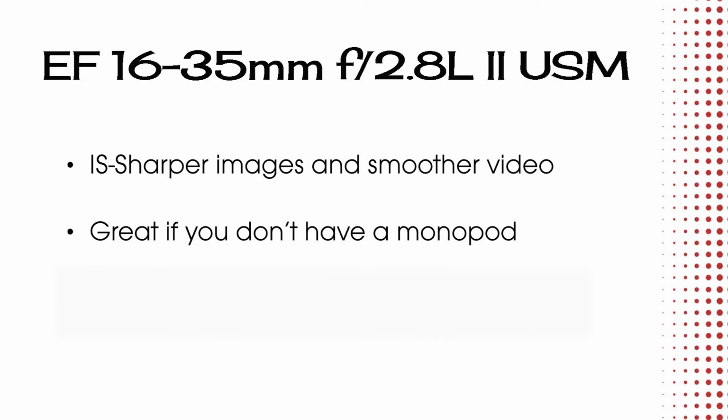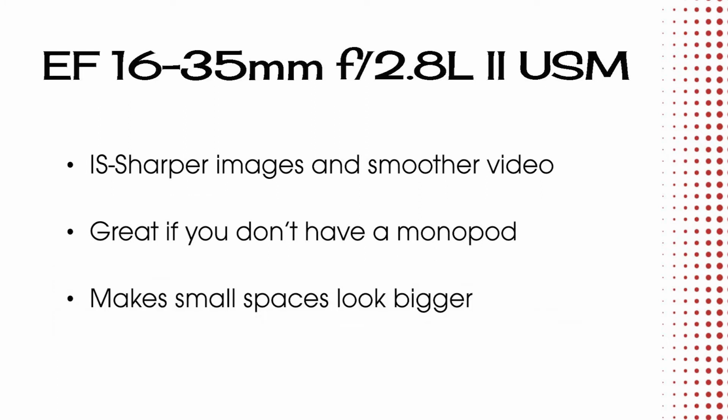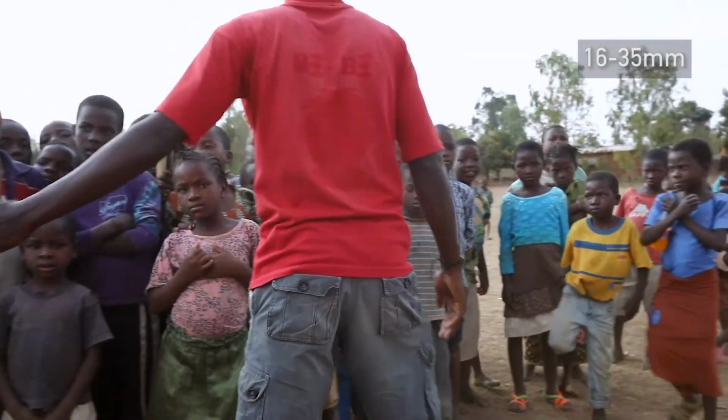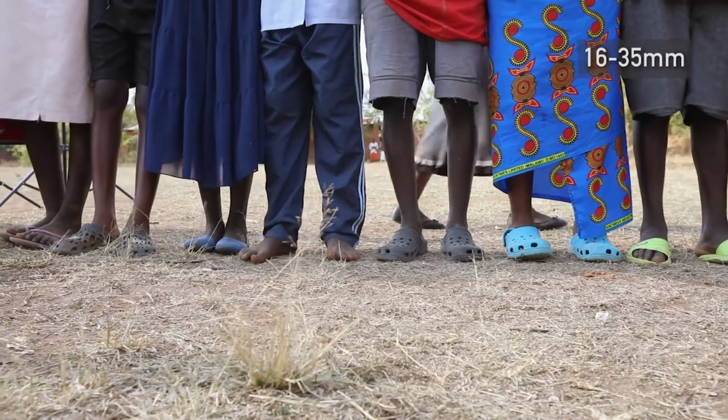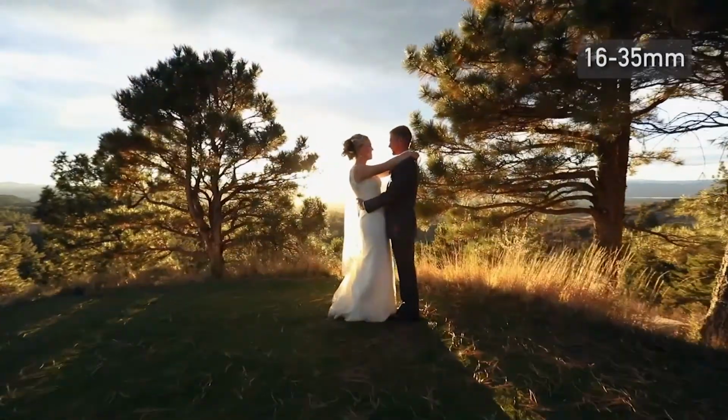It's great if you don't have a monopod or a tripod. This lens is really going to help you if you're working in small spaces. So if you've got your back against the wall, I definitely recommend a 16 to 35 millimeter lens. Both the zoom and focus is smooth and easy to use with video. And one of the best features is there's not a lot of chromatic aberrations.